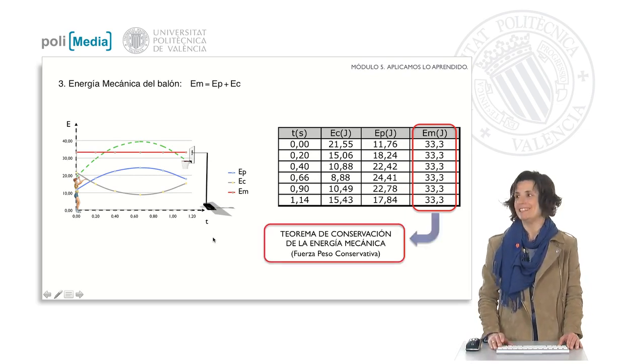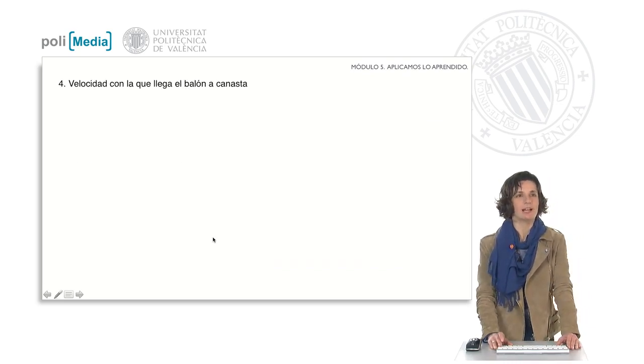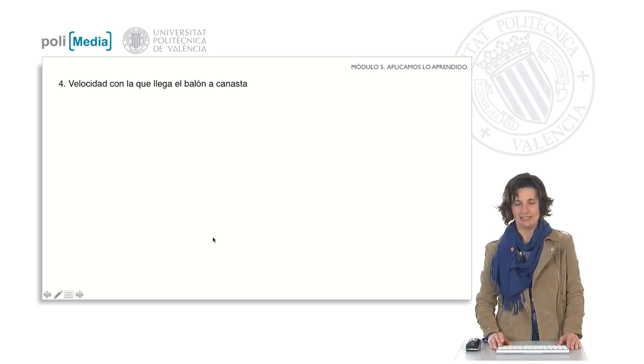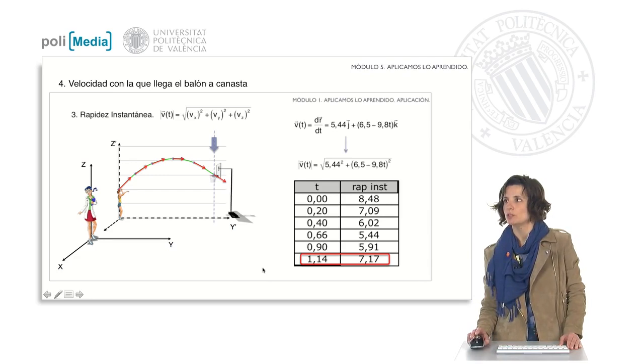Therefore, the theorem of conservation of mechanical energy is fulfilled, because in this case the only force that does work is the weight. It is a conservative force. Finally, we are going to calculate the speed with which the ball arrives at the basket. In Module 1, we already did that calculation.